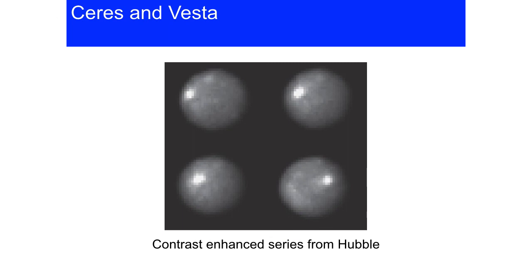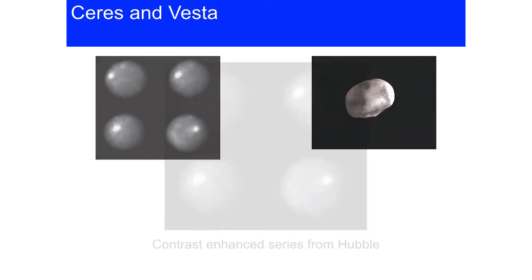All right, now here's a couple cool images from the Hubble Space Telescope, and we've got the Dawn spacecraft up there right now orbiting Ceres, and these bright spots, we're trying to figure out what those are.